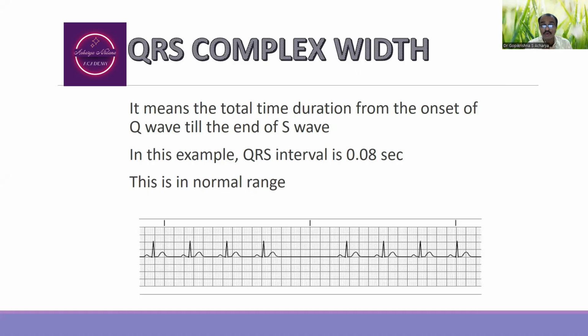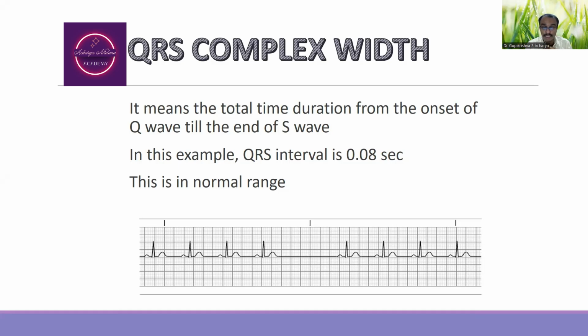Next, about the QRS complex width. The normal QRS complex width, that is nothing but the QRS interval, is defined as the time duration between the onset of the Q wave till the end of the QRS complex. The normal QRS interval is less than 3 small squares, so that means less than 0.12 seconds.